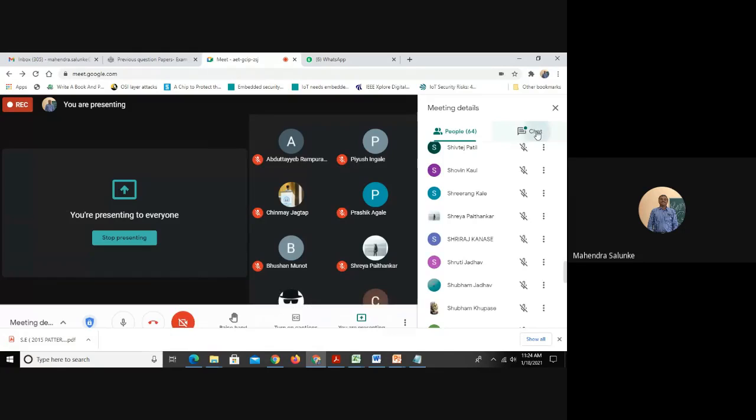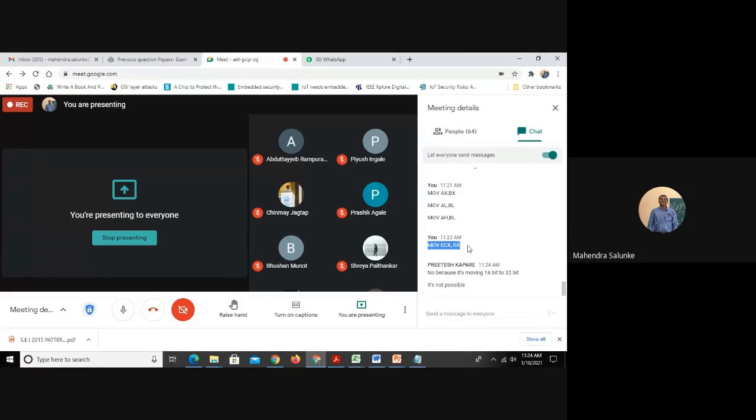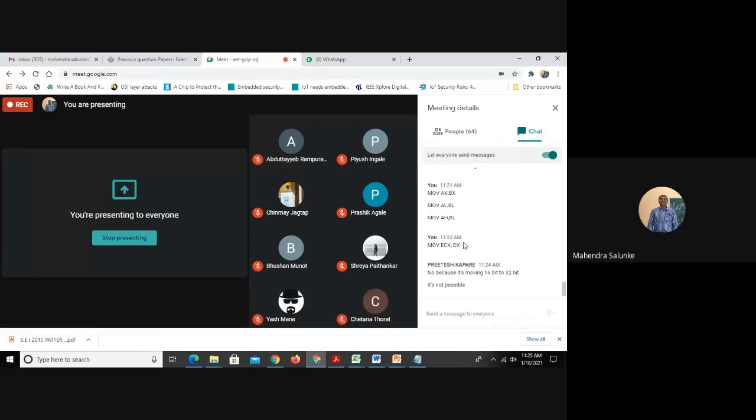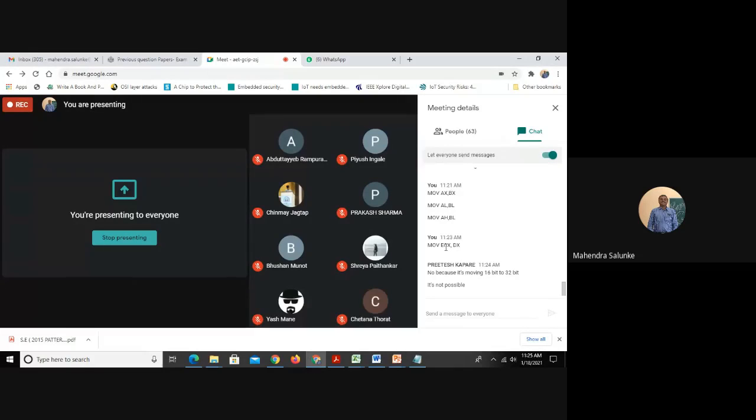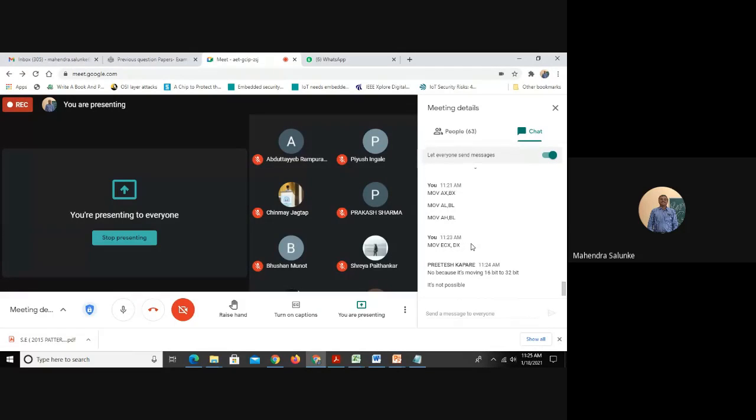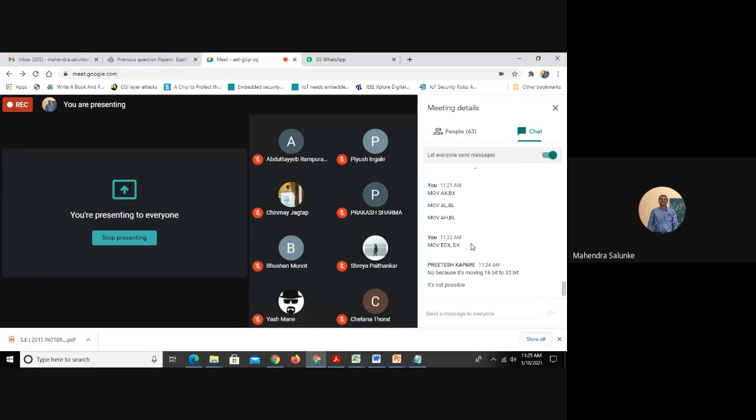See, Shubham, the question I asked was, is this correct? Pritesh already gave the answer, right? No, because it's moving 16-bit to 32-bit. Now for the MOV instruction it is mandatory, and there are several instructions in which both operands should have the same size. You have to keep this in your mind. Here we are trying to move 16-bit data into a 32-bit register, and that is not possible. With the MOV instruction, and some arithmetic instructions, both operands must have the same size.